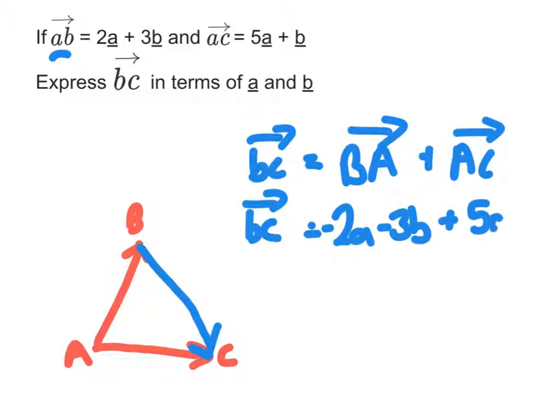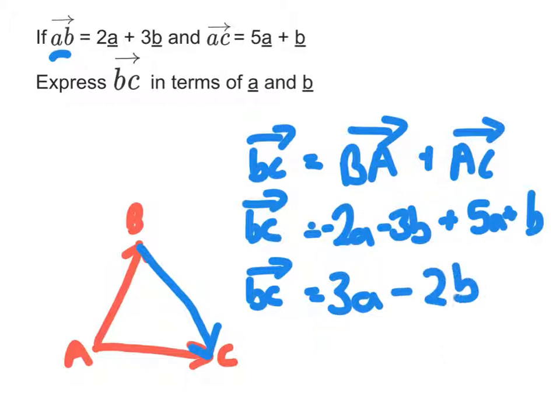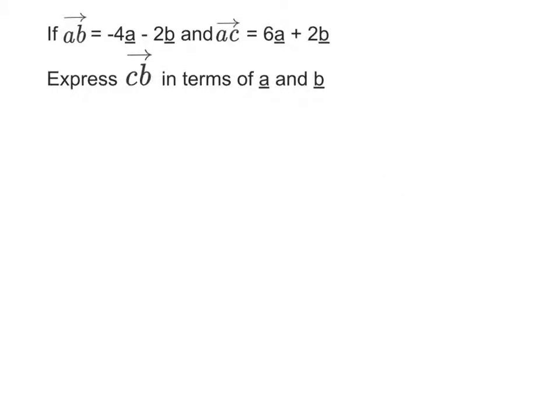It's 5A plus B. So that means B to C is minus 2A plus 5A, which is 3A. And minus 3B plus a B is minus 2B. So that's my final answer. So again, all we have to do is draw that diagram to see clearly the path we have to follow.